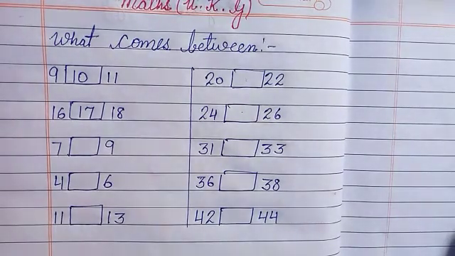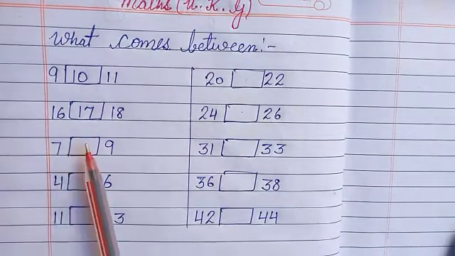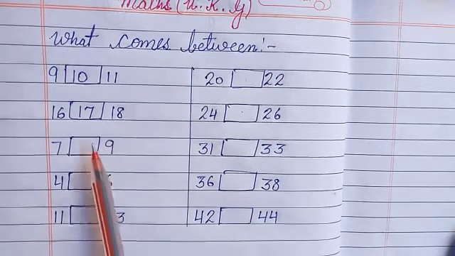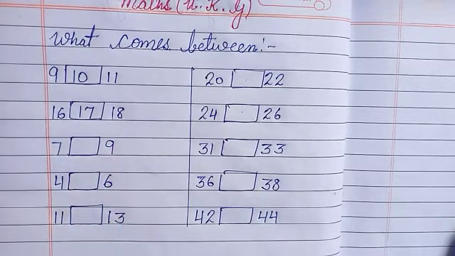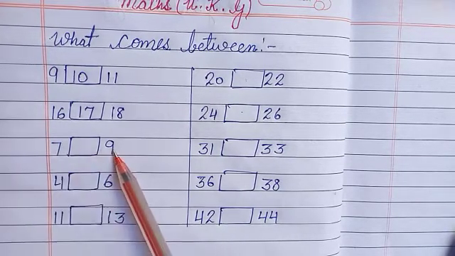Okay, students. Now I am going to solve the next question. Here is 7 and 9. Which number will come between 7 and 9?